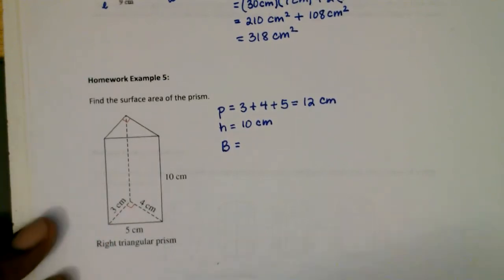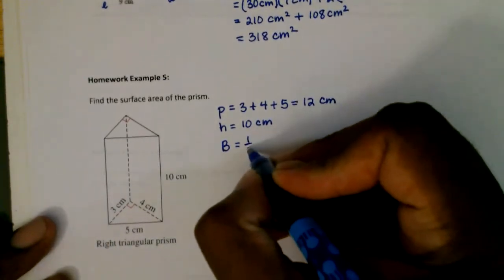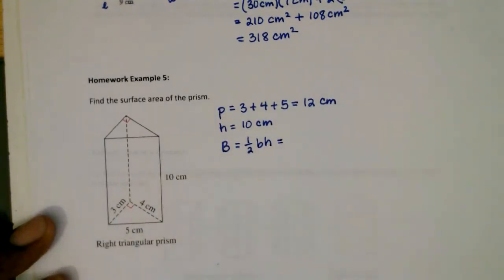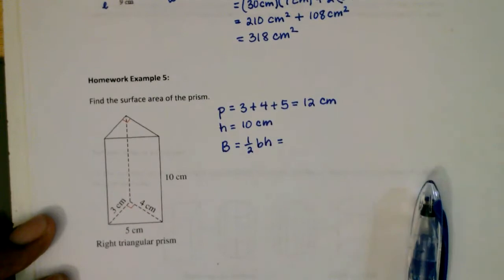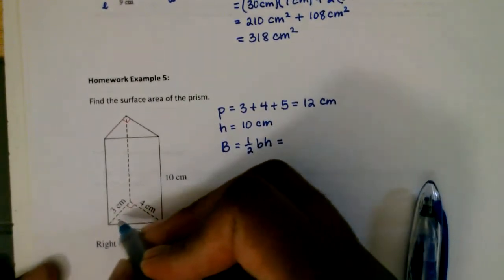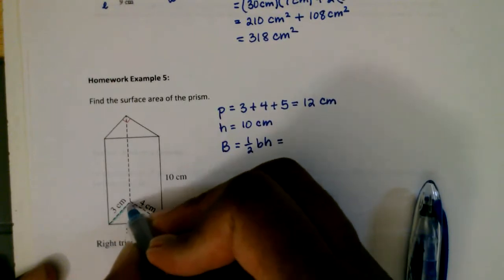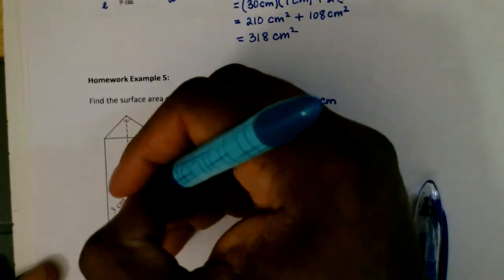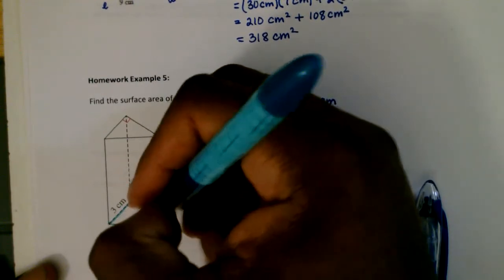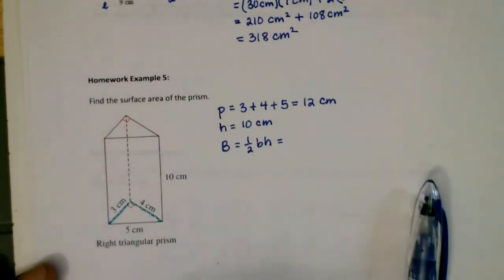So the area of a triangle will be 1/2 its base times the height. Now you have to know which one's the base and which one's the height. I can tell you that the height is always going to be perpendicular to the base. So that means that this base has to be 3 centimeters and this height has to be 4. Because the base and the height are always perpendicular to each other, meaning that they form a 90-degree angle.